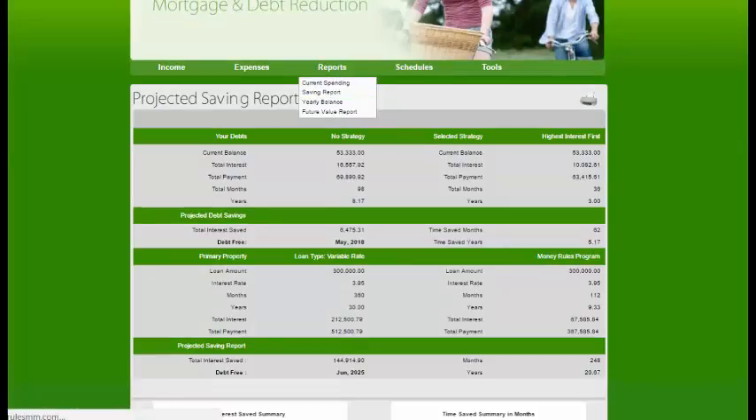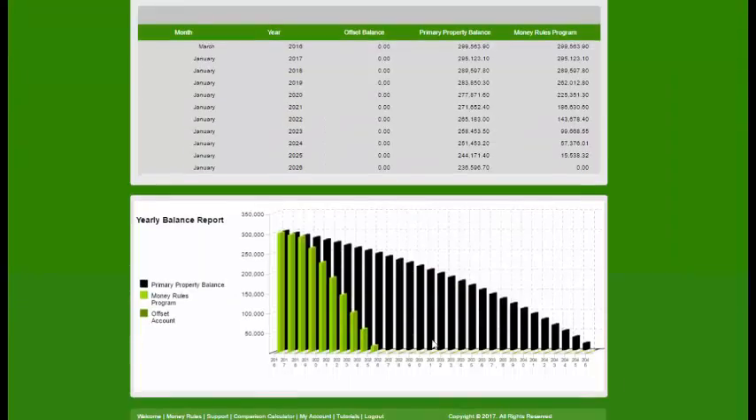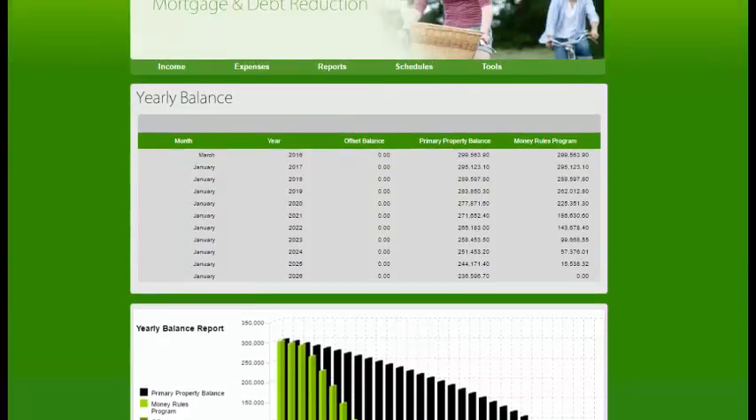Now, what the yearly balance report does is it says, here is the conventional method of paying out your mortgage, $299,000 at $300,000 when it started. And at the end of 9.5 or 10 years, they would still owe $236,000, but they're down to zero because they used the Money Rules program. Here it is in a graphical. Here's the 30-year mortgage term, but the green represents the Money Rules method. So that looks like a pretty good result.